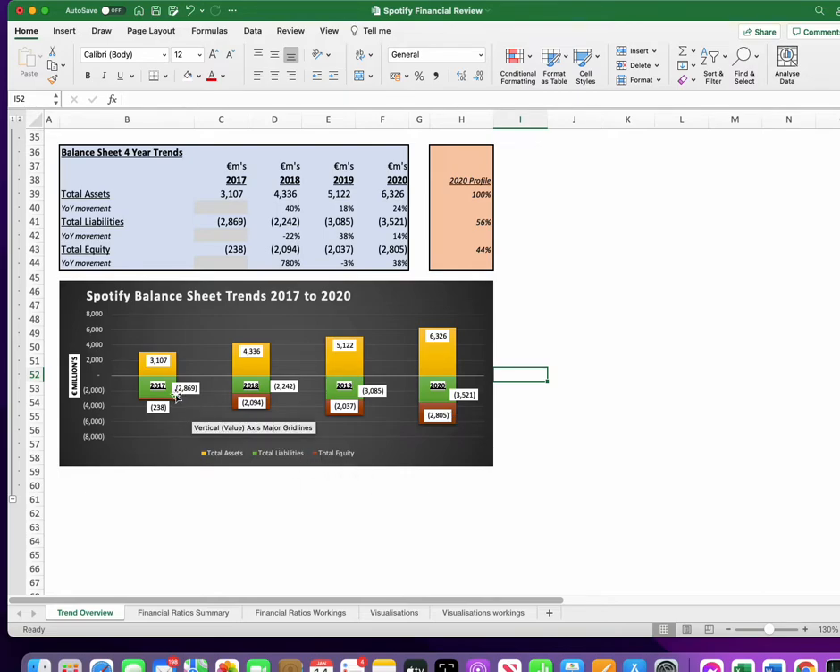Liabilities would have made up most of the financing in 2017, because that is the larger category in 2017, whereas in the years to 2020, you can see that equity is making up a higher proportion. So we'll look at some of the ratios as well.